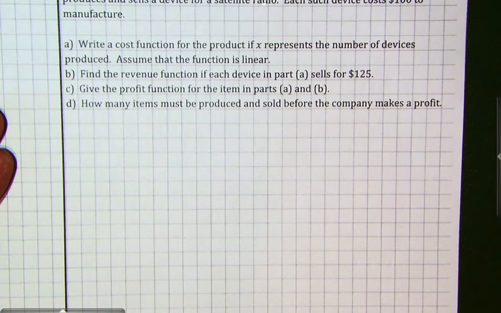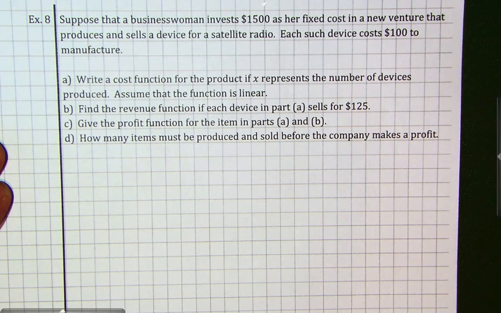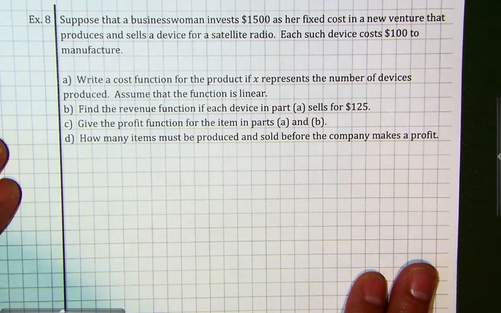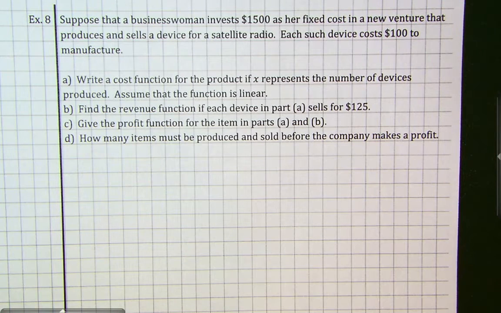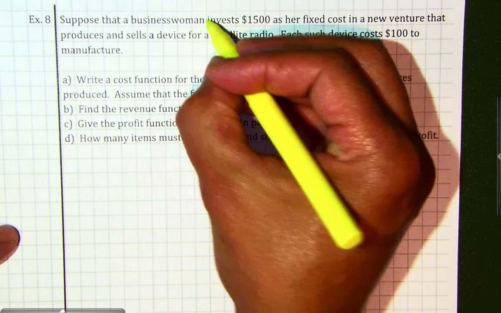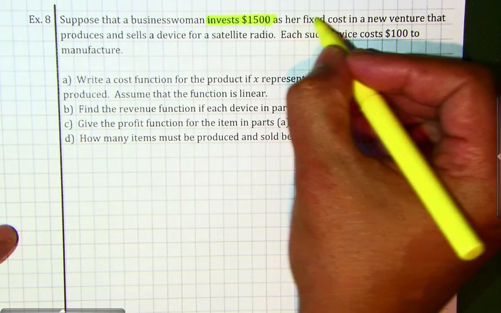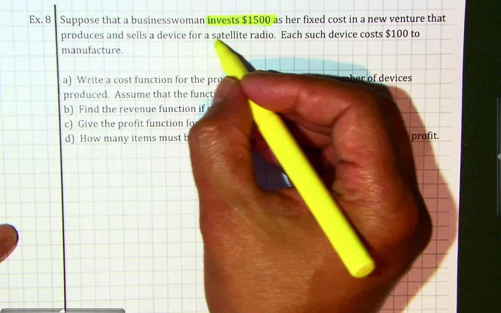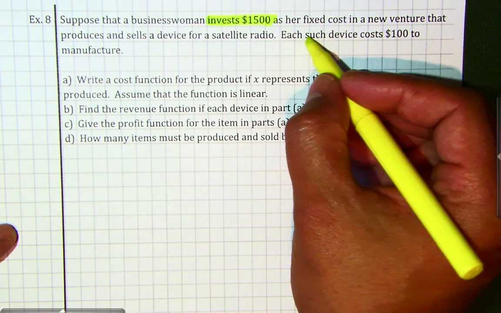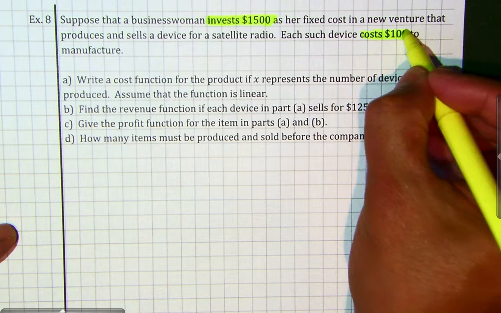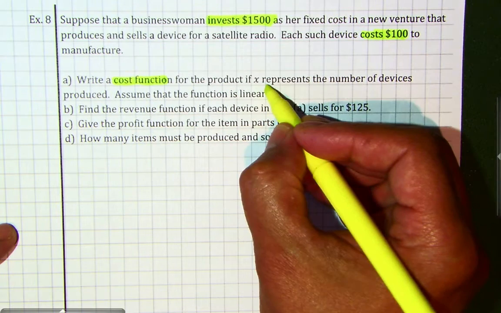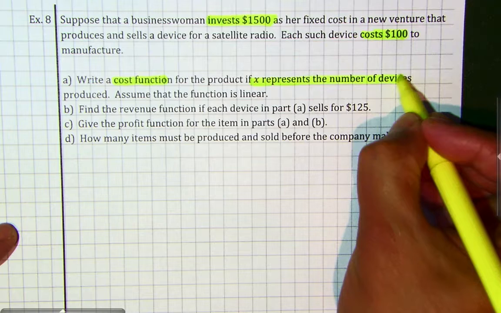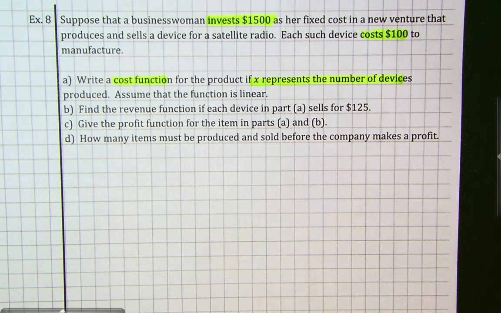We'll take the time to copy it down, and we'll start once you are ready. Go and pause it. Now take the time to read it and highlight the key things. Suppose that a businesswoman invests $1,500 as her fixed cost on a new venture that produces and sells a device for a satellite radio. Such a device costs $100 to manufacture. Write a cost function for the product if x represents the number of devices produced. Assume that the function is linear.